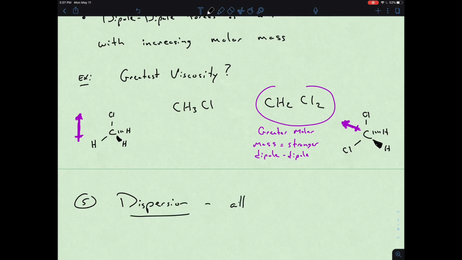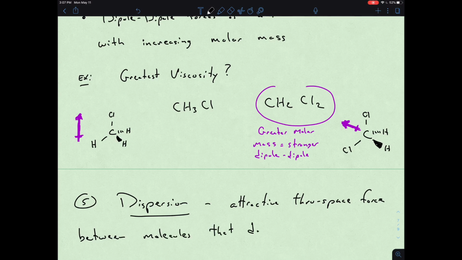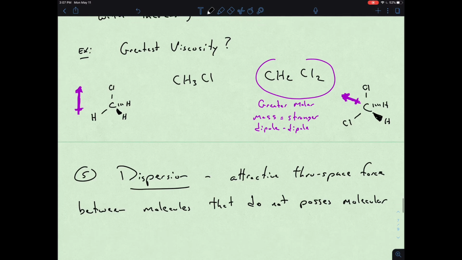And this is an attractive through-space force between molecules that do not possess molecular dipoles, right? Or we had the symbol of that for that representation.